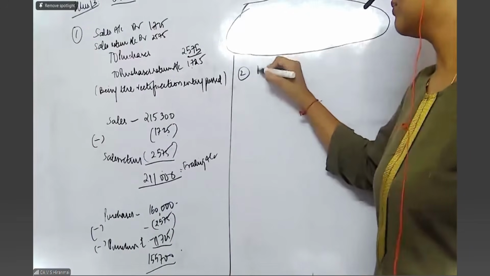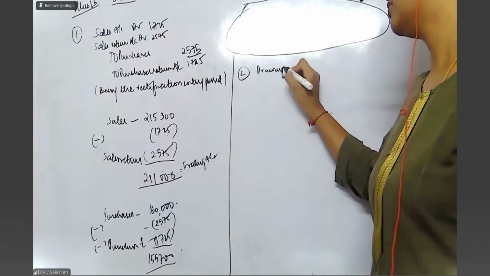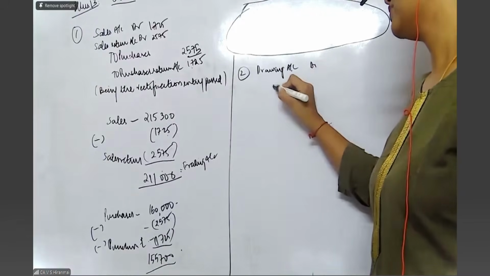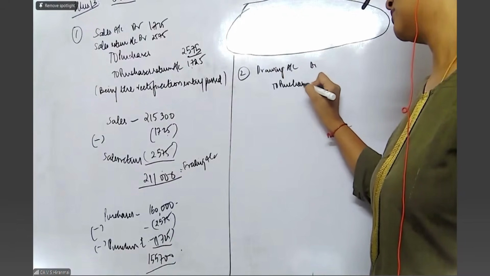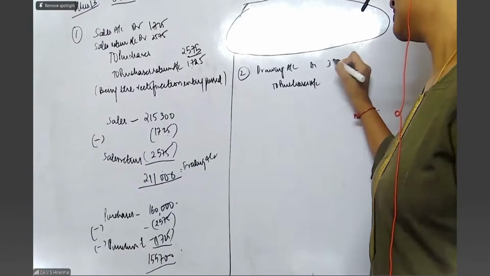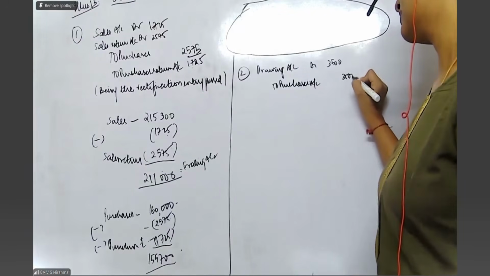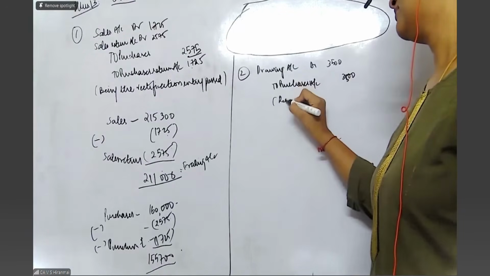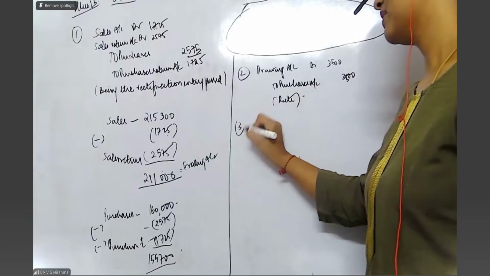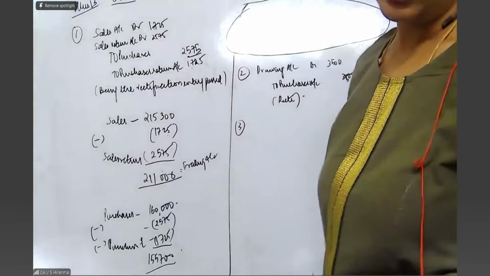Very good. It should be drawings account debit to the purchases account. So it will be 3,500, 3,500. Now you are rectifying the entry. Simple. Now the third one. All of you please see here.